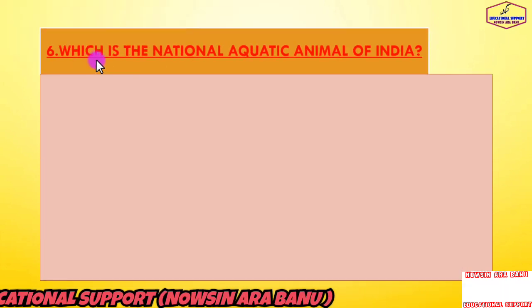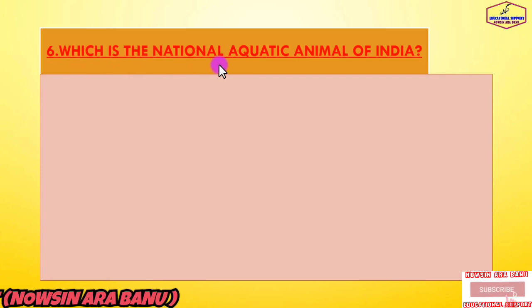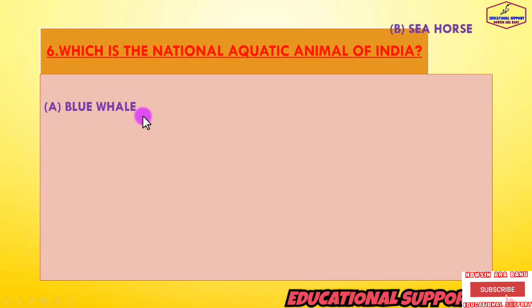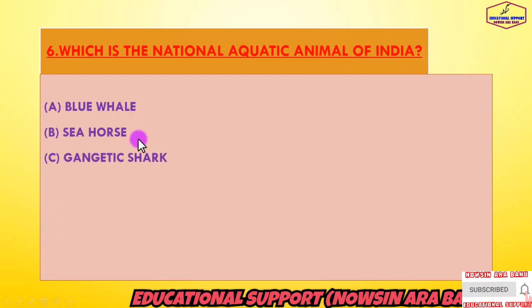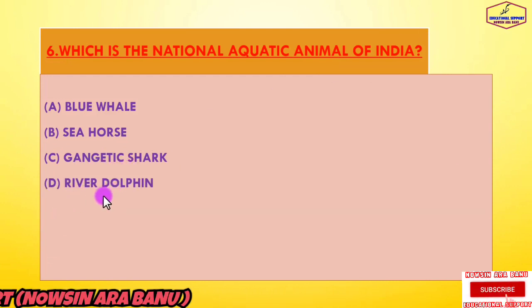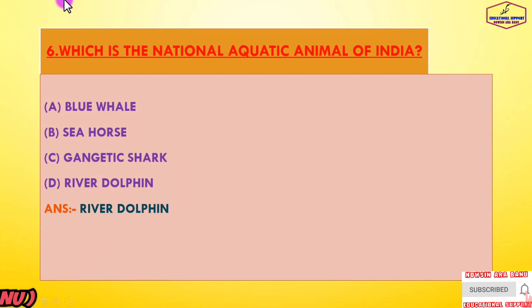On question number 6, which is the national aquatic animal of India? And the options are blue whale, seahorse, Gangetic shark, and the last one is river dolphin. So the answer is river dolphin.